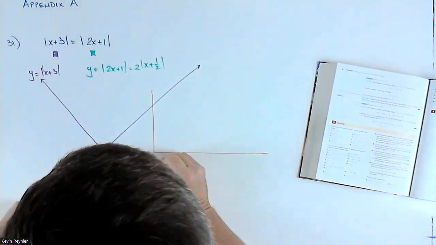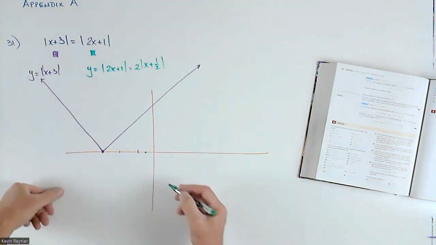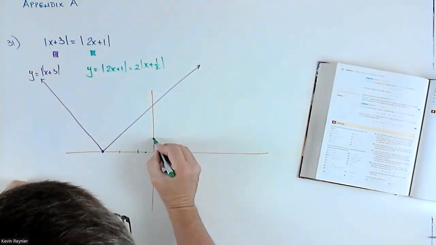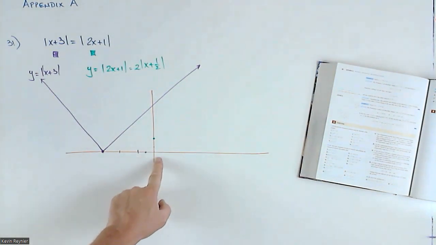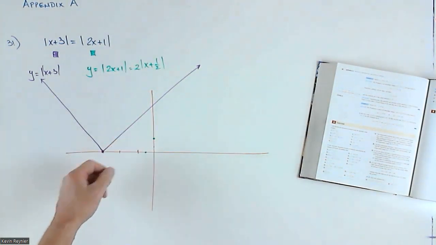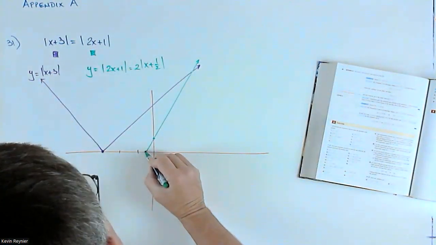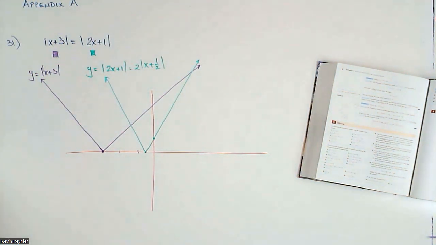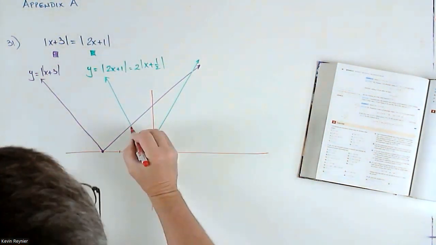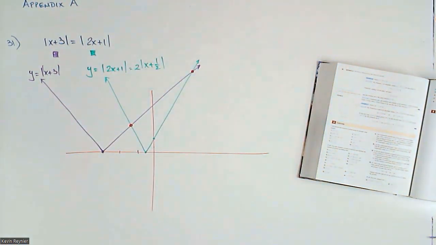So instead of going over 1, up 1, which would take it to there, it's going to go over 1, up 2. We're at a half here, so when we go over 1, up double that, we're going to be at 1. So we're going to get this, and we're going to get this. And we know where our solutions are. Our solutions are right here, and right here. Now, how are we going to find them?